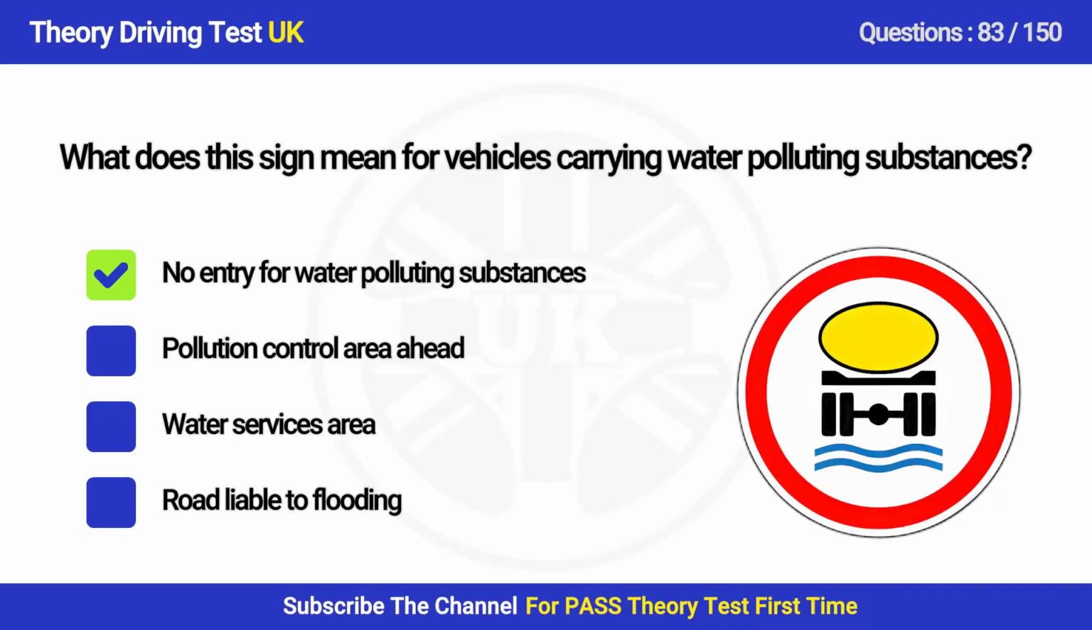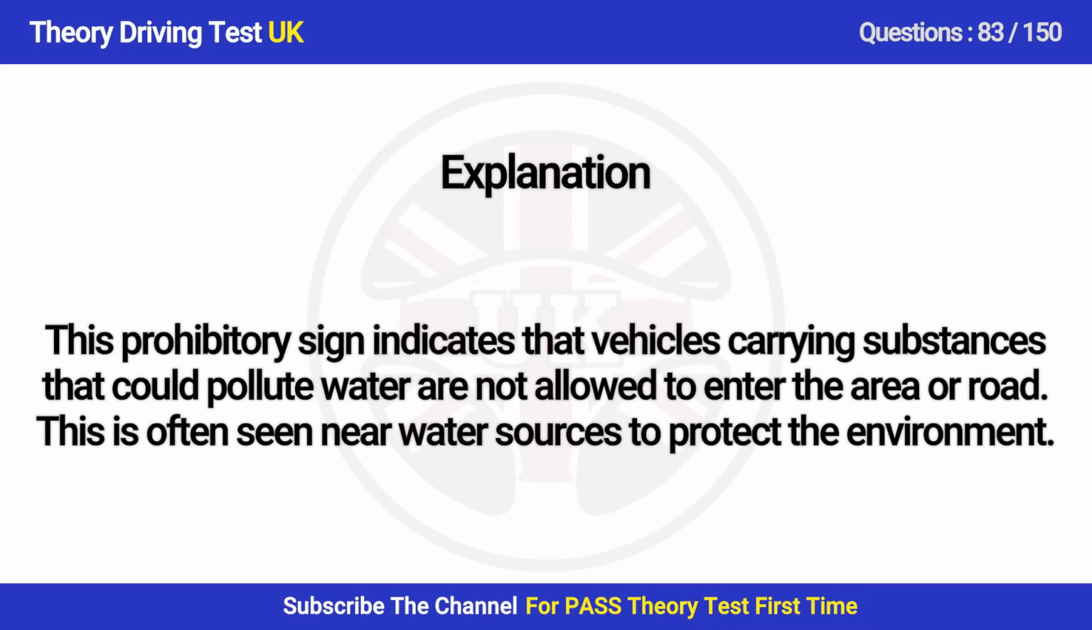Answer is A. No entry for water-polluting substances. This prohibitory sign indicates that vehicles carrying substances that could pollute water are not allowed to enter the area or road. This is often seen near water sources to protect the environment.